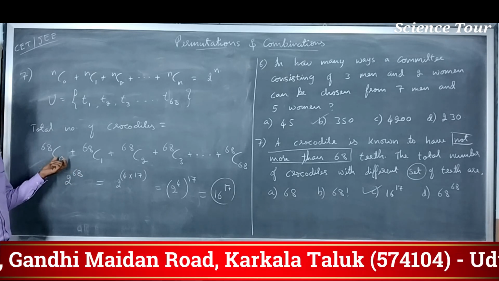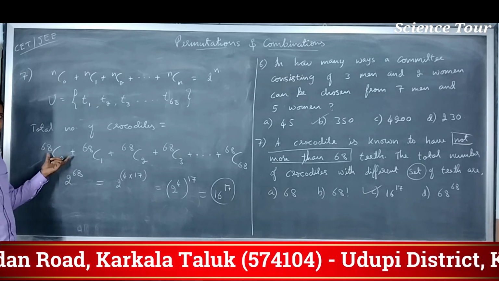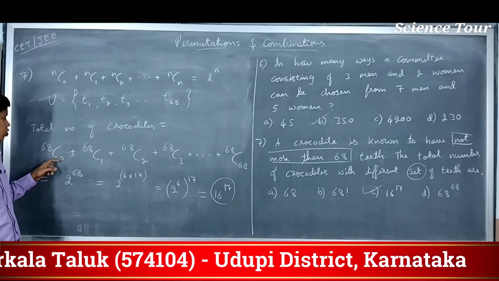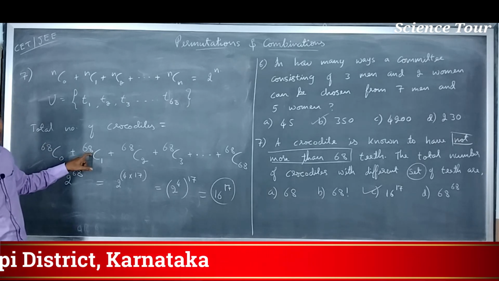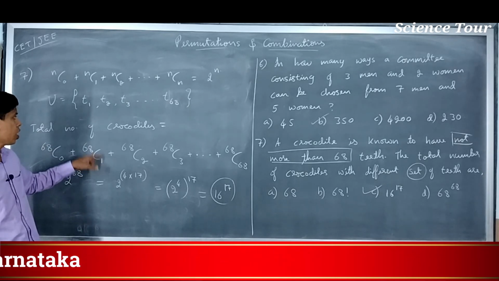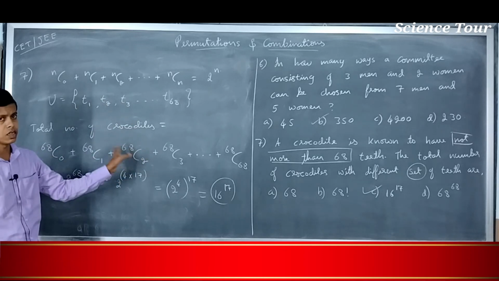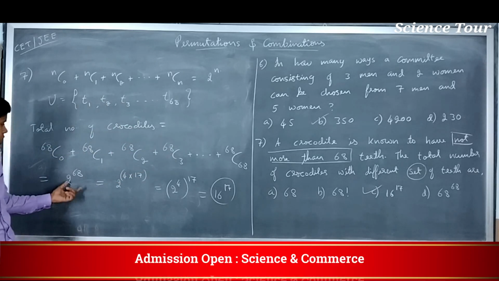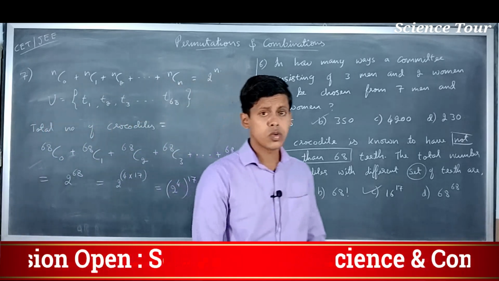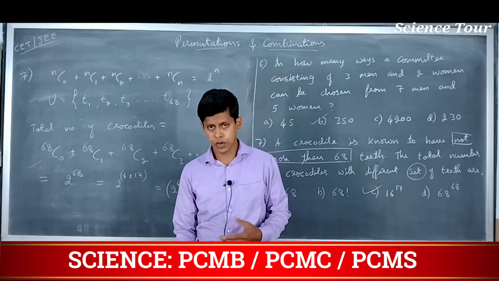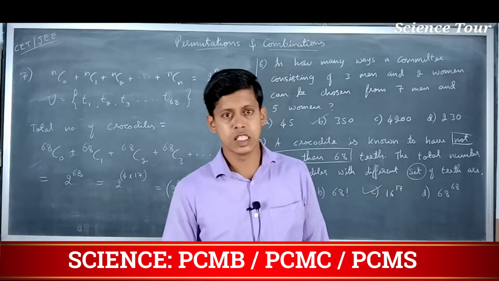See how many subsets with no element? Just one subset, 68C0. So you have to select 0 at a time. To get a subset of one element, singleton sets, you have to select 1 out of 68. Then 2 out of 68. When you calculate the total, it is 2 to the power 68. Anyway, so that's it about question number 7. Let's move on with the next set of questions.